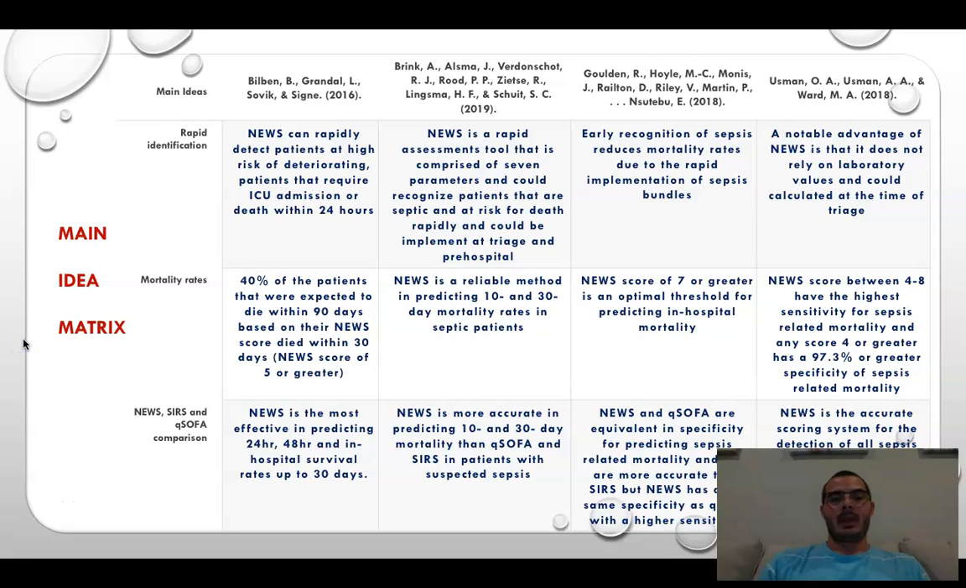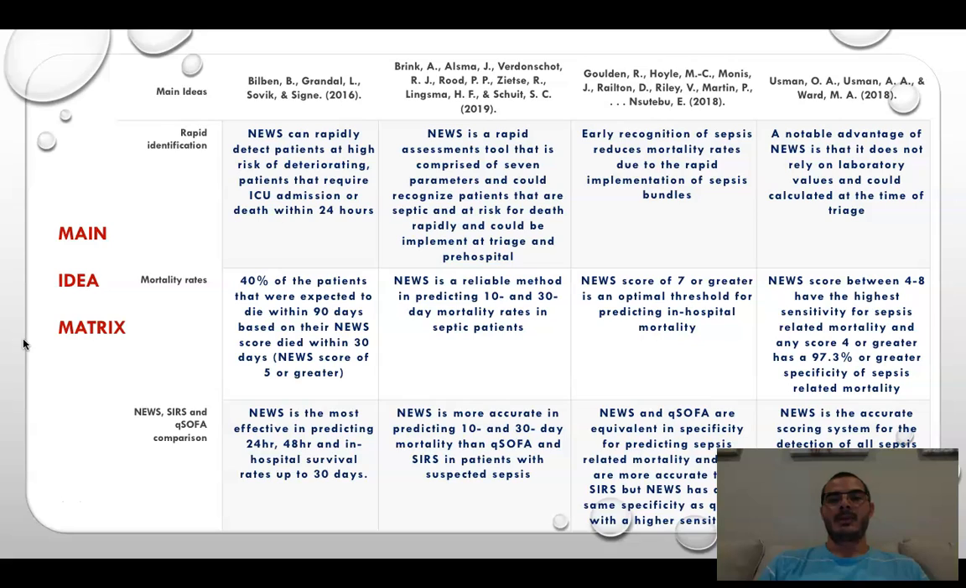This is the main idea matrix, and it goes over the main ideas of the stuff that I was looking for. The first thing that I was looking for was rapid identification. These are 4 of the 6 articles, and it goes over what each one found. NEWS can rapidly detect patients at high risk for deterioration, patients that require ICU admission, or death within 24 hours.